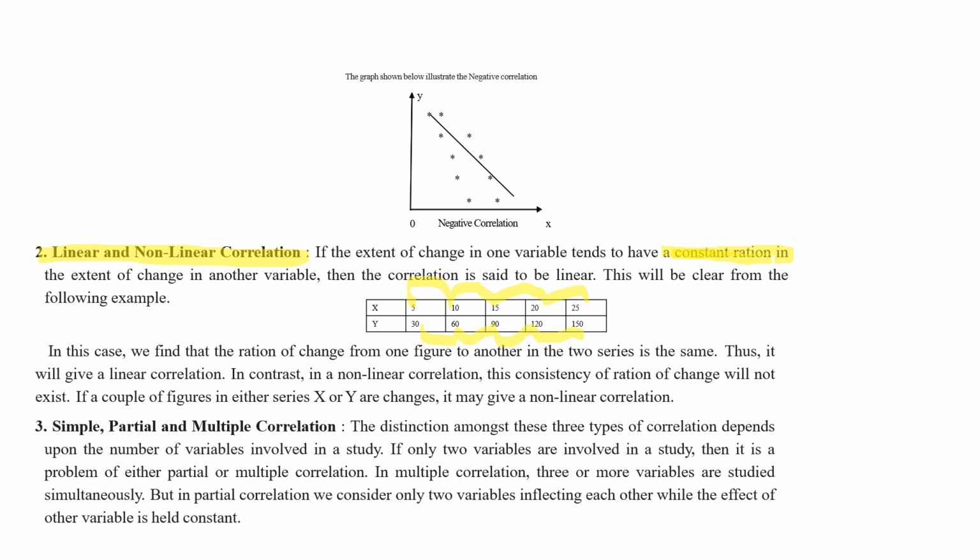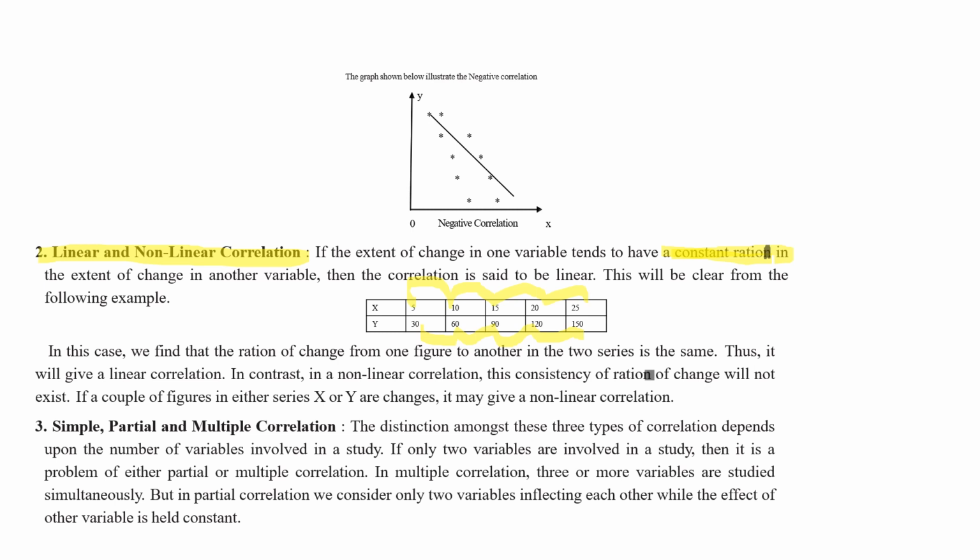Okay, it's a ratio. 30 by 5 we get 6, 60 by 10 is 6, 90 by 15 is 6, 120 by 20 is 6, 150 by 25 is 6. The ratio is the same all through, right? So we can say that it is a linear correlation.